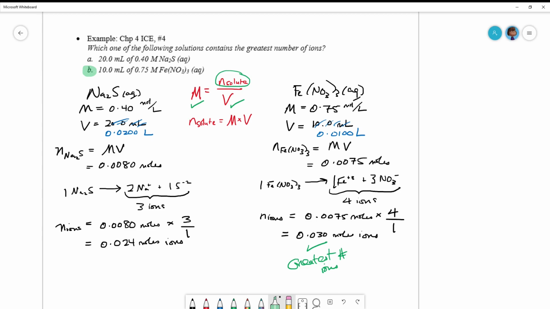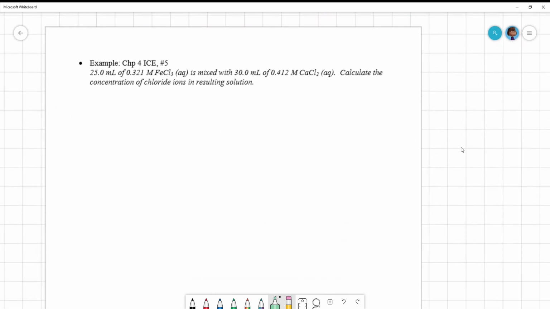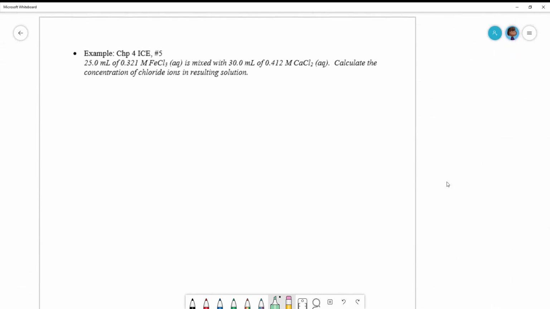So qualitative plus quantitative together in the problem to make it a whole lot more interesting, which is now going to take us to that last problem right over here, which is the big one, and that's number 5. So 25 milliliters of 0.321 molar iron 3-chloride solution is mixed with 30 milliliters of 0.41 molar calcium chloride solution, and we would like to calculate the concentration of chloride ions in the resulting solution.